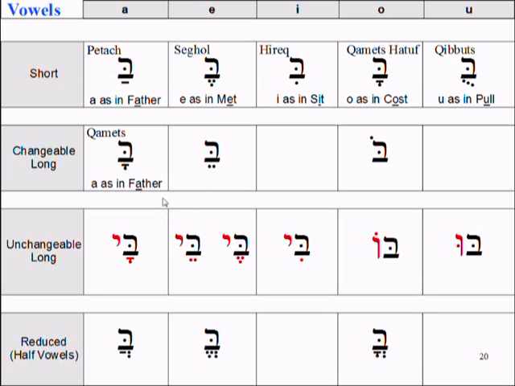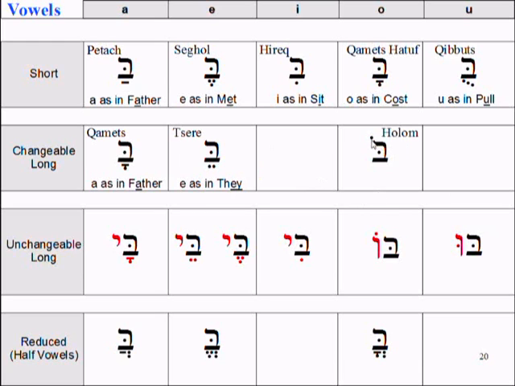You'll soon learn which words where that occurs. And we have another one called a tsere, and that's just like this one. It's an eh sound, but it's just slightly longer. So it's just been lengthened a bit. So it's an E as in they. So it's either an eh or an ay sound.